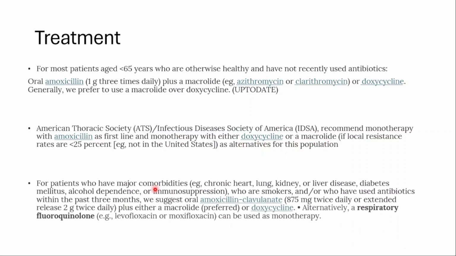For patients who have major comorbidities like chronic heart, lung, kidney, or liver disease, diabetes, alcohol dependence, or immunosuppression, who are smokers or have used antibiotics within the past 3 months, we use amoxicillin-clavulanate plus either a macrolide or doxycycline. Alternatively, we might use a respiratory fluoroquinolone like levofloxacin or moxifloxacin as a monotherapy.